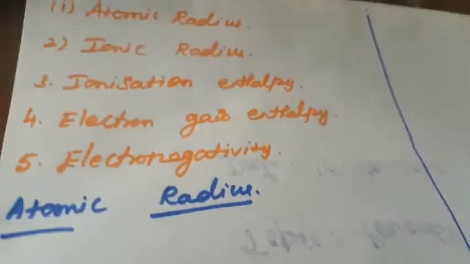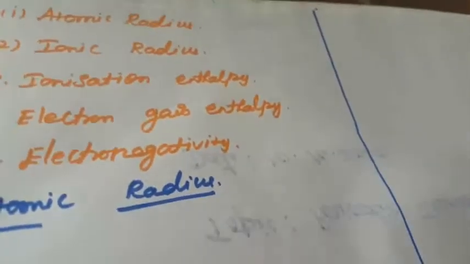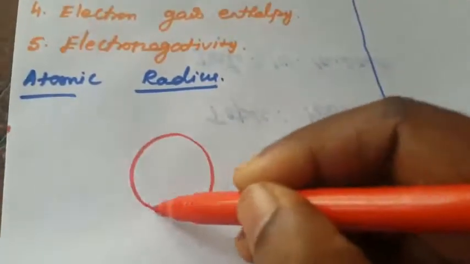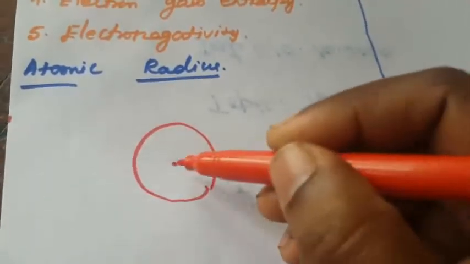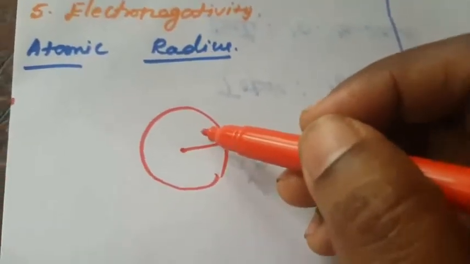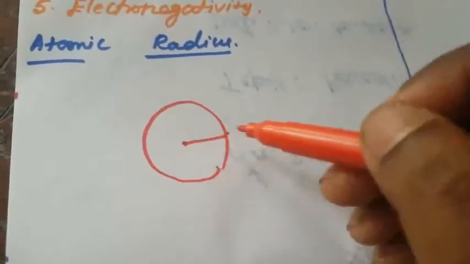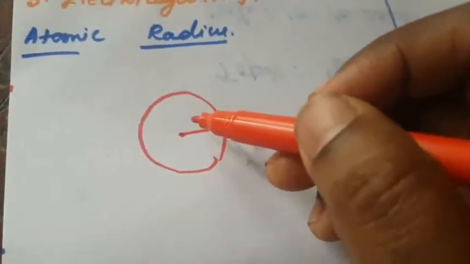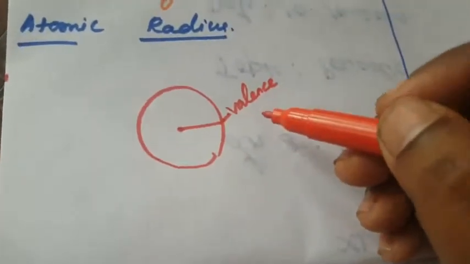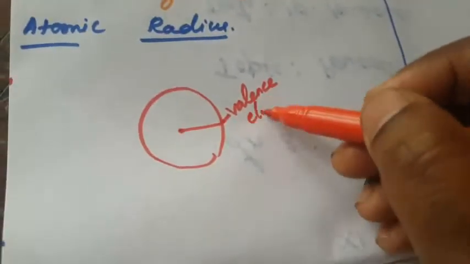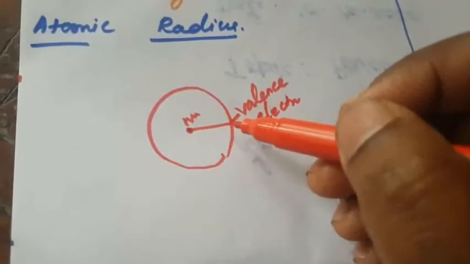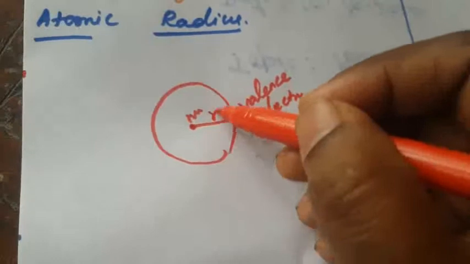So we are going to study what is meant by atomic radius. This is one atom. This is the radius, the distance between the nucleus and the outermost shell. That is called the atomic radius. The outermost shell electron is called the valence electron. This is called the nucleus. The distance between the nucleus and the outermost valence electron is called the atomic radius, that is R.